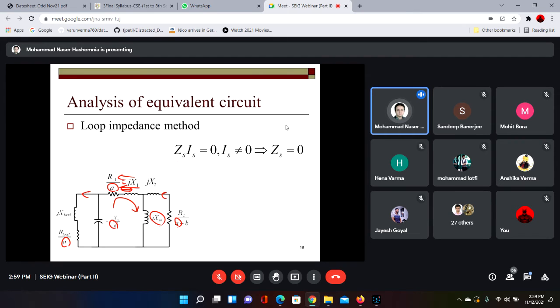IS is not 0. Why? Because if IS is 0, then we have no power generated. So if the machine is really generating, then IS cannot be 0. How can ZS times IS be 0 while IS is not 0? Then ZS should be 0. ZS is equal to R1 divided by A plus jX1 plus the parallel combination of jXm and jX2 plus R2 divided by (A minus B), and then we have also the load here.